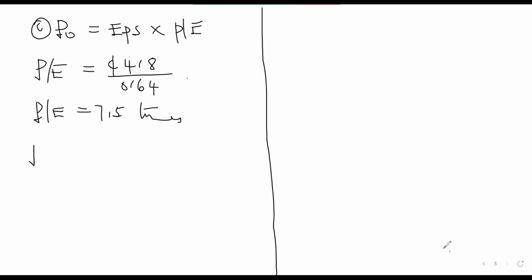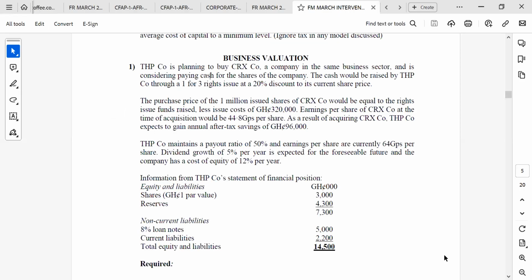Okay. So the PO now will be the earnings per share of the company that we are valuing. What is the earnings per share of the CRX co? What is the earnings per share?